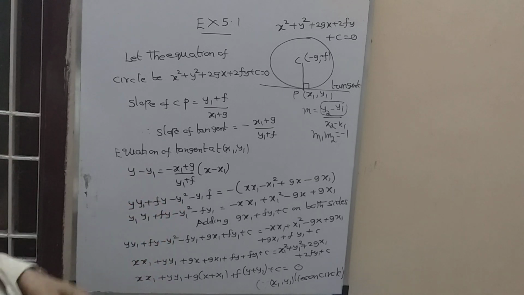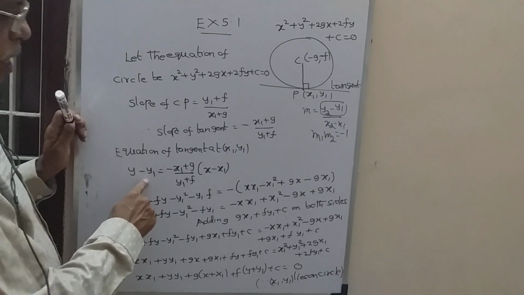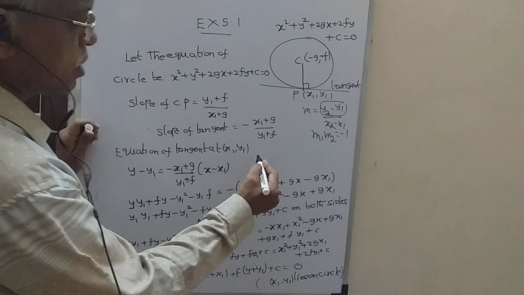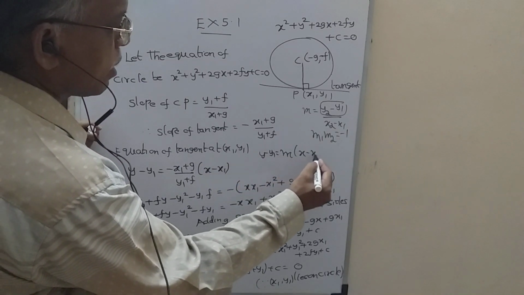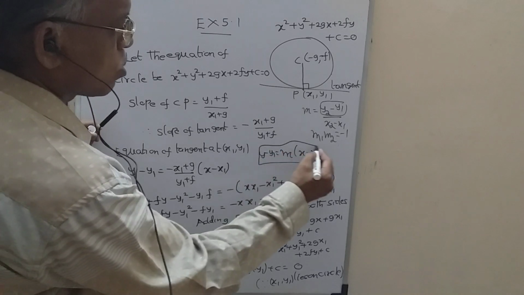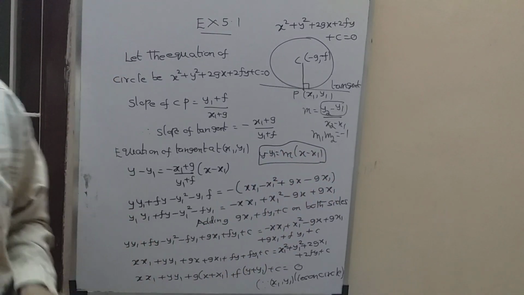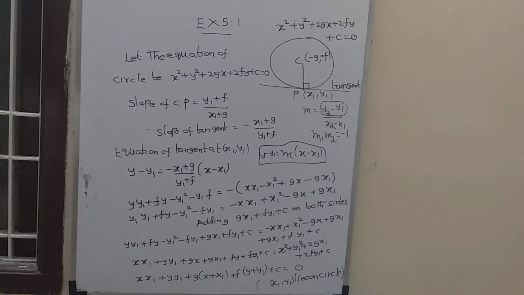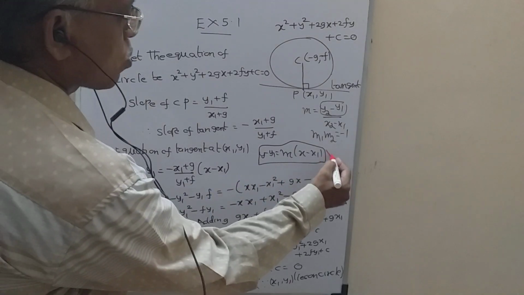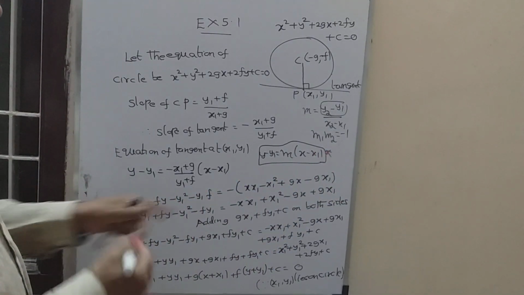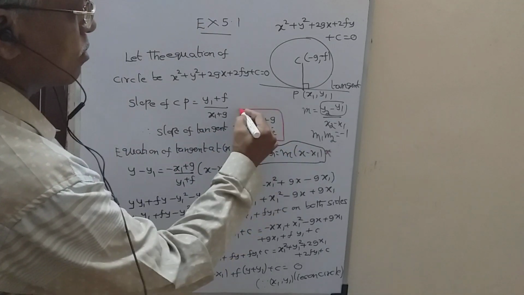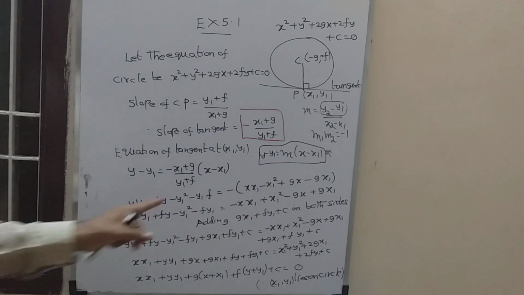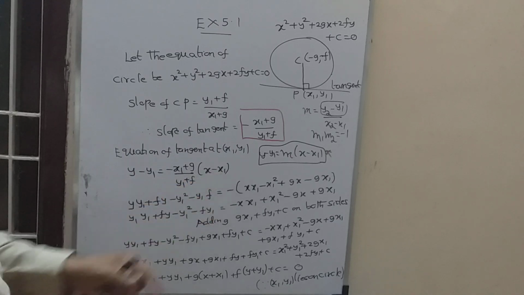What is that slope point form? This is a formula, students. y minus y1 is equal to m into x minus x1. This is the slope point form. You already know this, you studied it in lower classes, 10, 11. So, y minus y1 is equal to the m value we already found for the tangent, minus x1 plus g by y1 plus f into x minus x1.